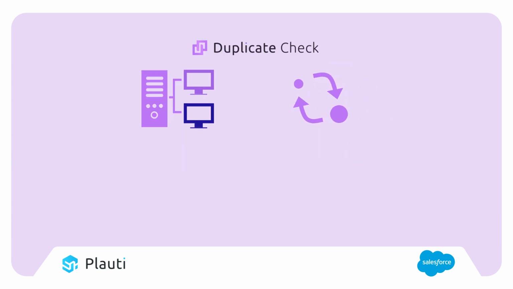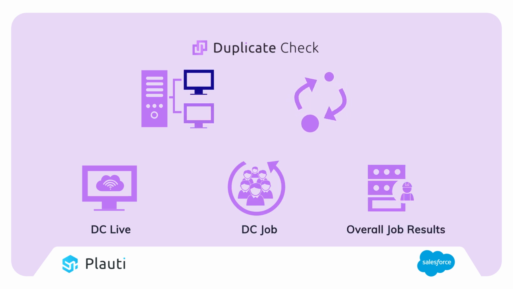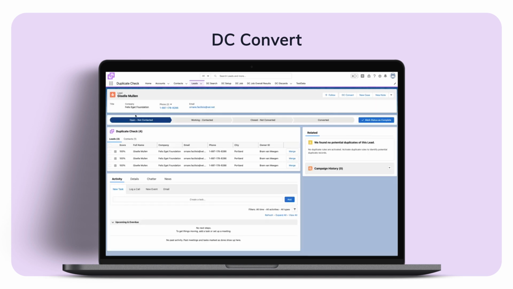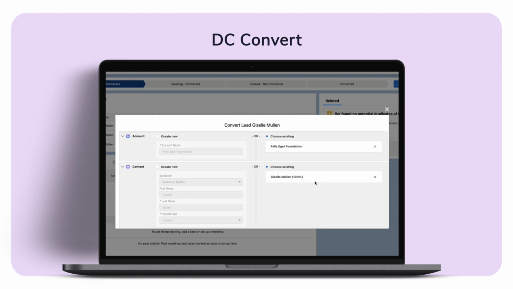In Duplicate Check, it is possible to convert a lead from a quick action, DC Live, DC Job, or overall job results. Depending on where you are coming from, it's possible that we already identified a potential duplicate in another object based on the cross-object setting. Instead of creating a new person account and/or contact, decide to convert into the existing records. If no record is pre-selected yet, Duplicate Check will give you a suggestion based on the applied scenarios.